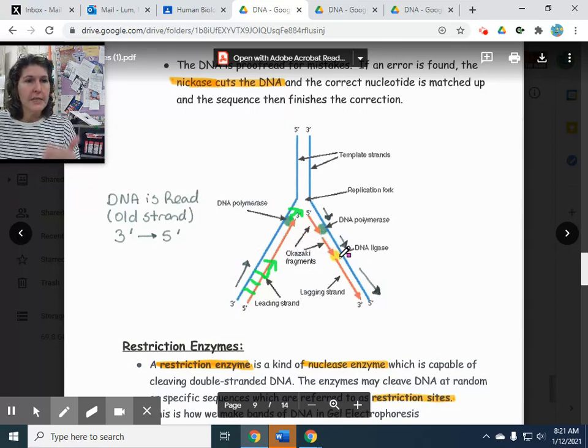So here's my first. DNA polymerase comes in. He attaches to my old strand. He is reading 3' to 5'. He's reading in that direction. Polymerase comes in. He starts adding stuff in. He goes, okay, well, A goes with T. A goes with T. T goes with A. C goes with G. G goes with C.